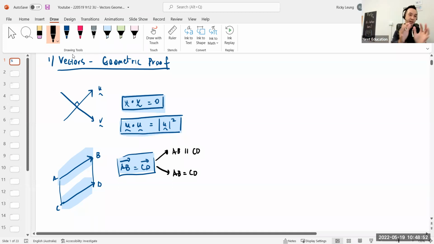So with this easy framework to start with, we're going to do a number of past paper questions that utilize this part of the theory.